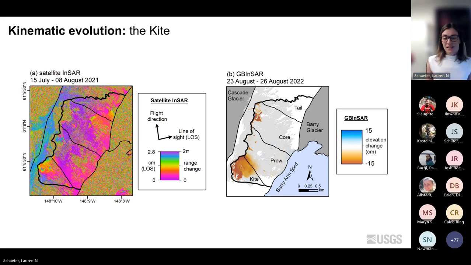And so now that we've seen this kinematic reversal and the kite is moving more rapidly and independently of other kinematic elements, this has very different implications for the volume of material entering the water, with implications for the tsunami generating potential.